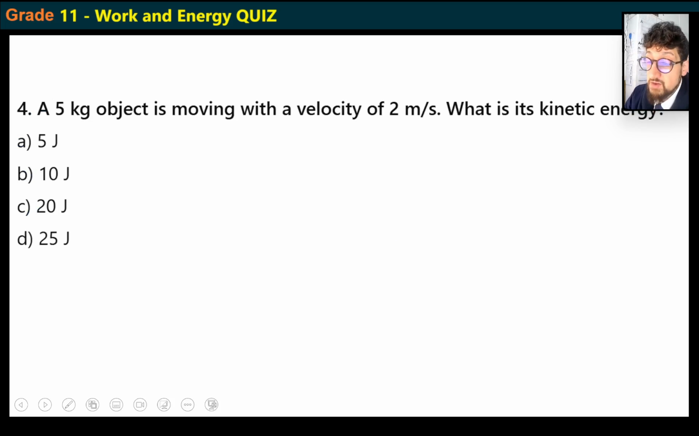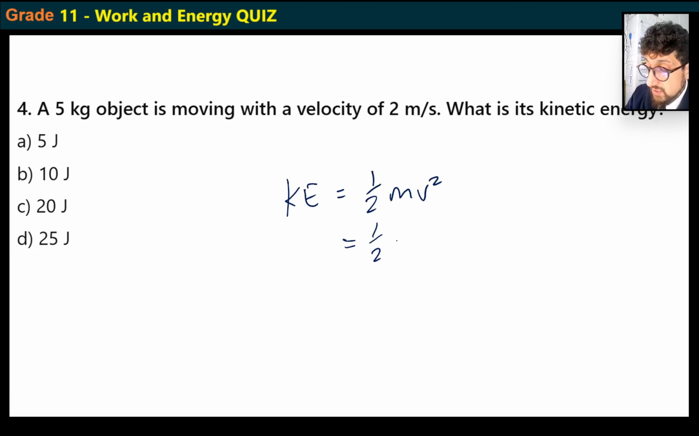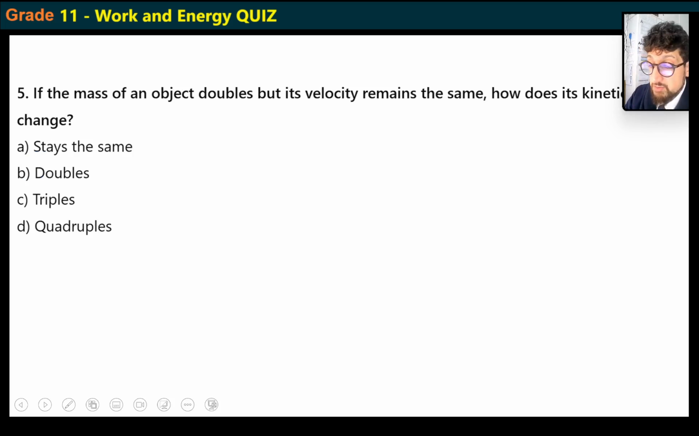Next, a 5 kilogram object is moving with a velocity of 2. What is the kinetic energy? Kinetic energy is equal to half mv squared, which is equal to half times 5 multiplied by 2 squared. So it's going to be 4 times 2.5, or 10. Next, if the mass of an object doubles, what is the velocity? It remains the same. How does the kinetic energy change?